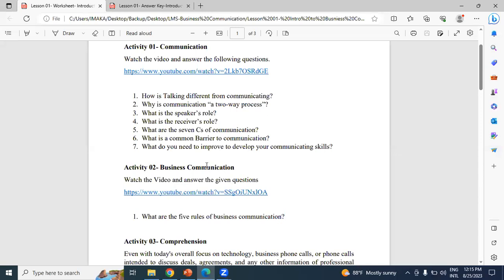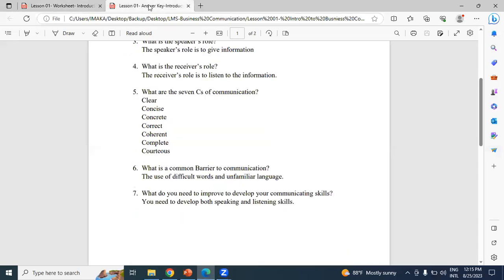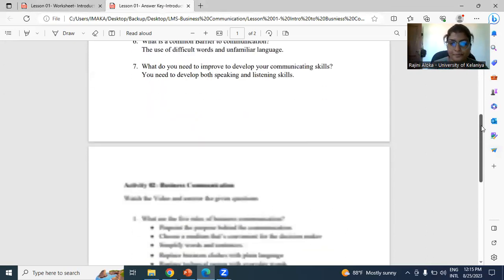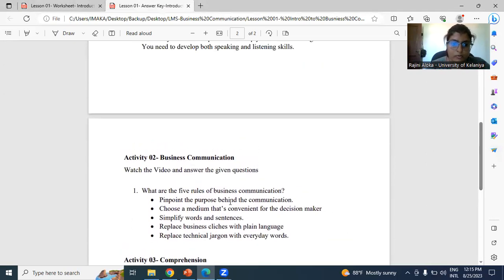Okay, let's check the answers. So, what are the 5 rules of business communication? Pinpoint the purpose behind the communication. Choose a medium that's convenient for the decision maker. Simplify words and sentences. Replace business cliches with plain language. Replace technical jargon with everyday words. Okay. Most of these are for the purpose of being clarity. Yes. Okay, so moving on.